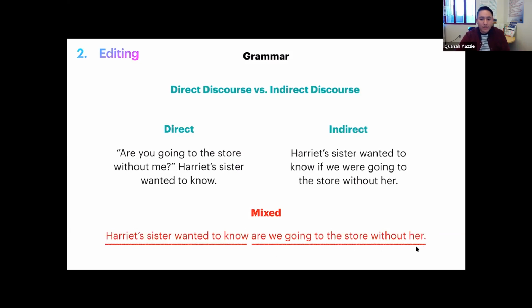The only way this is sort of wrong is because we don't have quotes or anything like that. We have to have those quotes just for it to be more grammatically correct. But we cannot mix and match direct quoting and indirect voice.